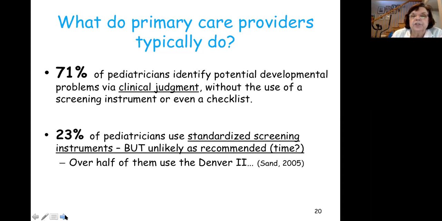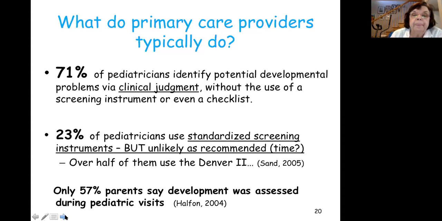And of the pediatricians that use some kind of screening instrument, that's 23%, but they are unlikely to use it in the recommended way. Many of them use an instrument called the Denver Developmental Screening Tool, the Denver 2, which takes a good half hour of cooperation on the part of a child to do it properly.